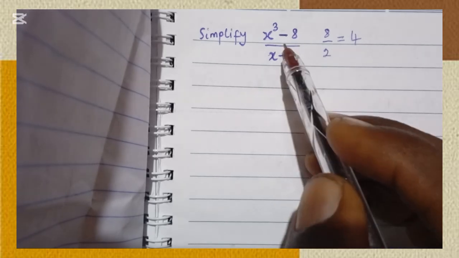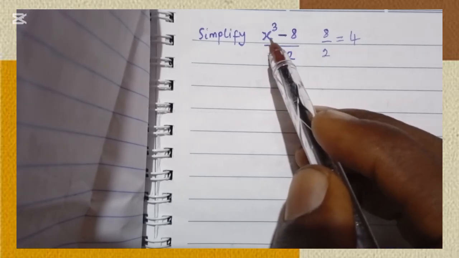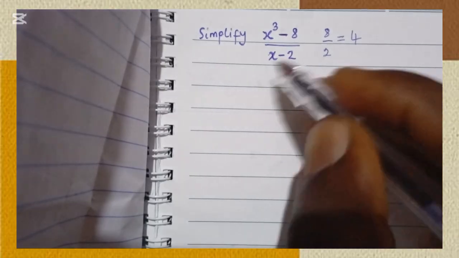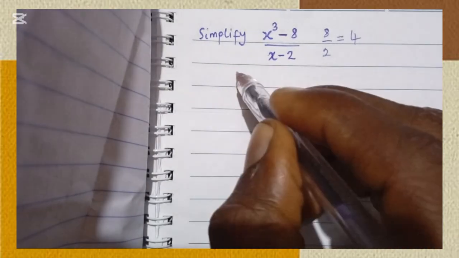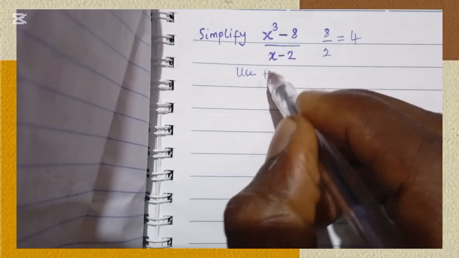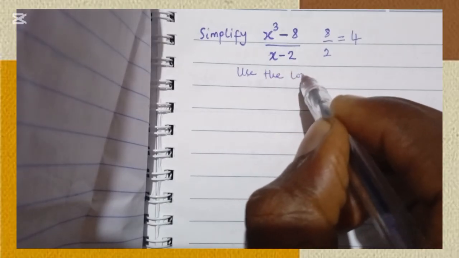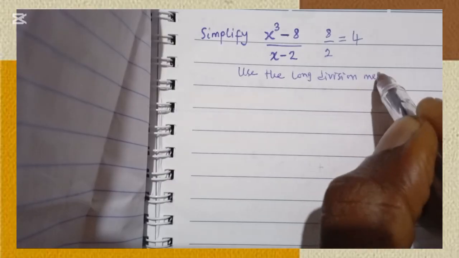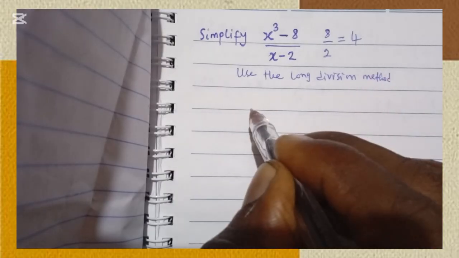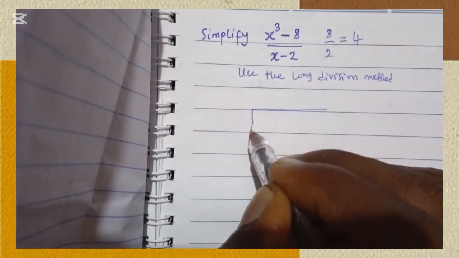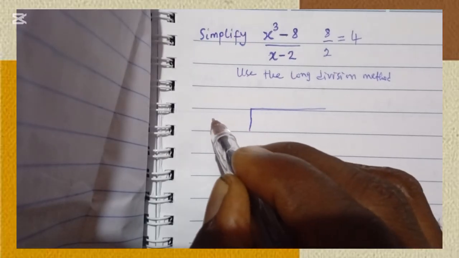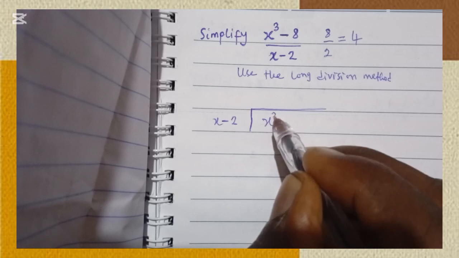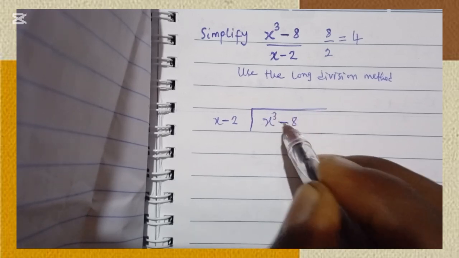Because this expression carries an unknown x, we can't just divide like that. We have to use the long division method. And if you recall, what you simply have to do is draw out a shape like this. You fix one of the values on the outside, and then you fix the numerator on the inside as you would do a regular fraction.